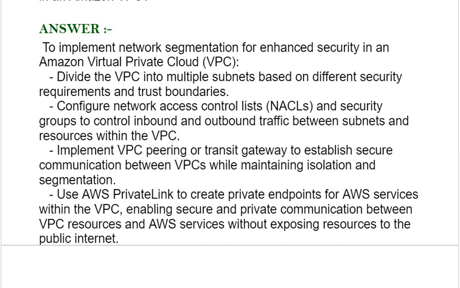Next one is use AWS PrivateLink to create private endpoints for AWS services within the VPC, enabling secure and private communication between VPC resources and AWS services without exposing resources to the public internet.